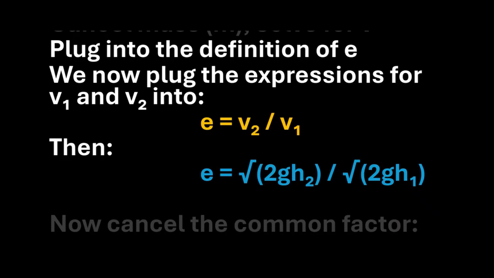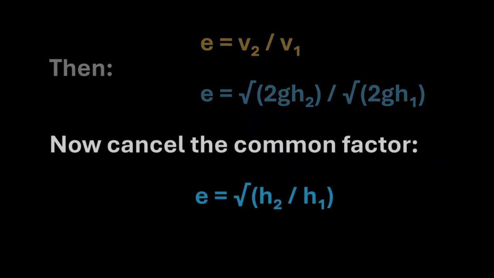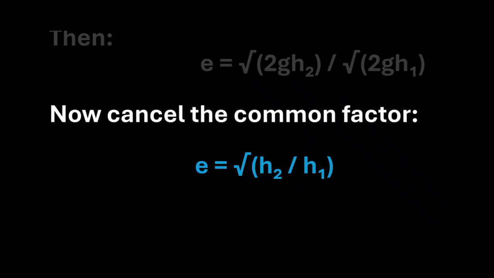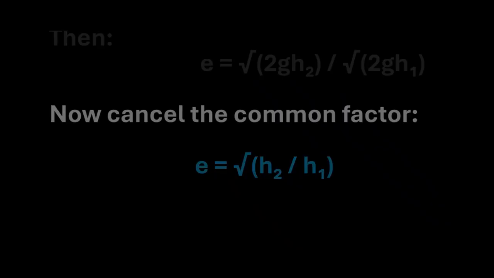Now, if we put this into the formula, which is V2 and V1, we know that V2 is root of 2GH2 and V1 is root of 2GH1. If you plug these two values into V2 and V1, what we get is E is equal to root of 2GH2 by root of 2GH1. And if we cancel root 2G, what we get is E is equal to root of H2 by H1.